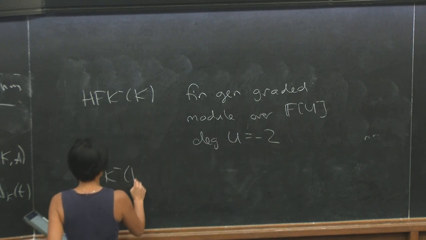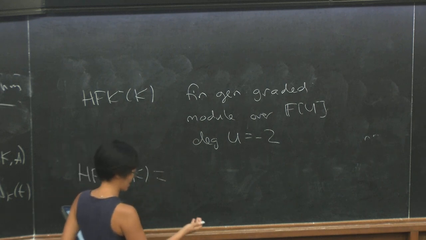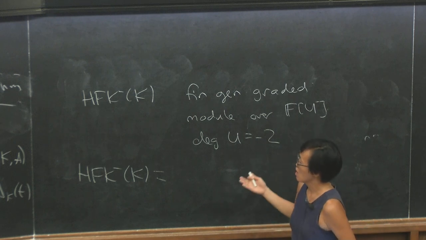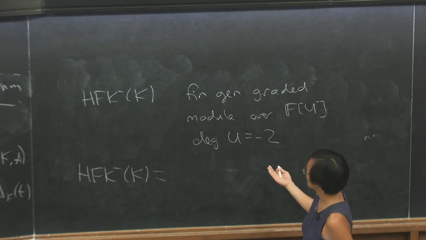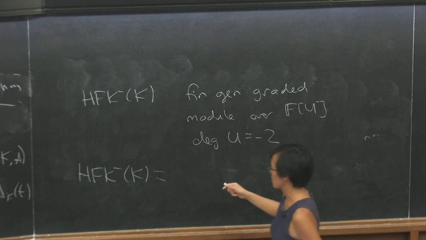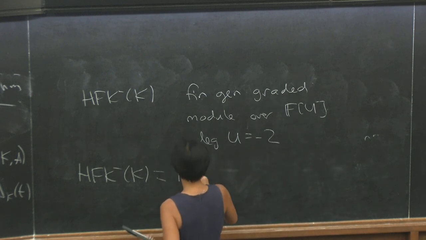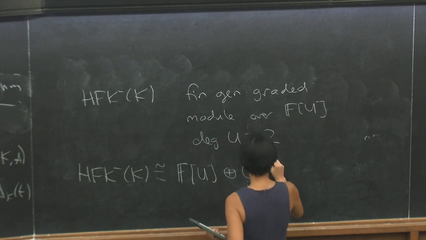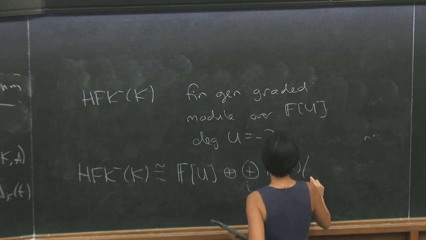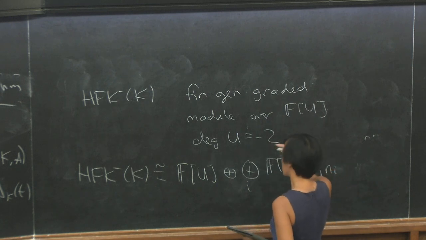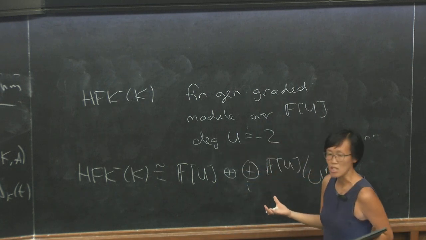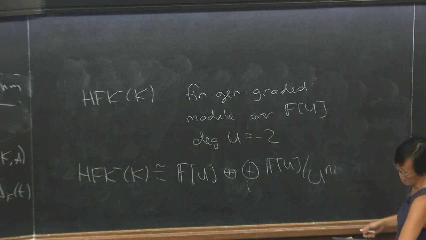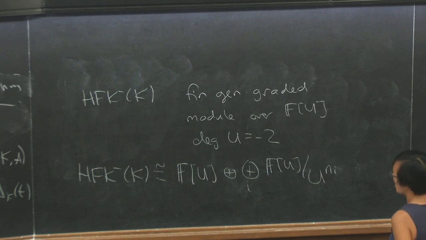A finitely generated graded module over a PID always can be written as a direct sum of free parts plus torsion parts, and it's a result of Peter and Zoltan that if this is a non-S3, it's exactly one free part. Since U has degree minus 2, the only homogeneously graded polynomials are monomials, so the torsion pieces look exactly like this.